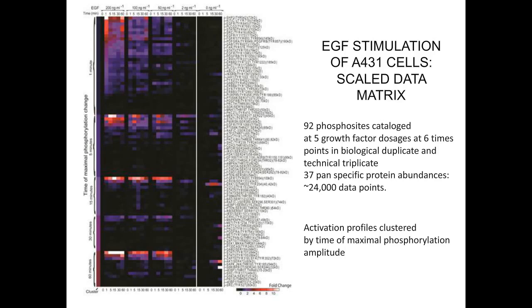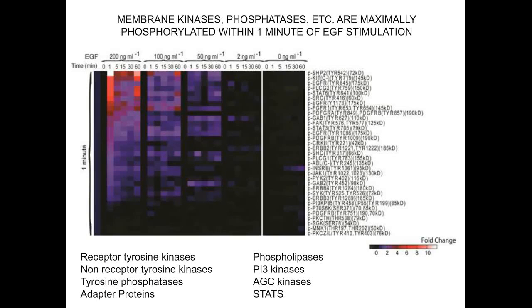So in this study, in summary, we quantified 92 phosphosites of different signaling proteins associated with cancer and cell growth. We probed with different growth factor levels at 6 time points. We collected about 24,000 data points, and this was the most data points ever collected with Western blots at the time of the study in 2010.